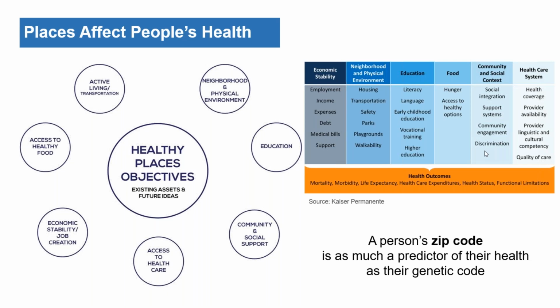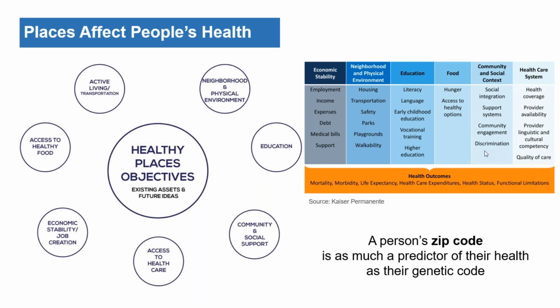And you see the Healthy Places objectives graphic to the left of the screen. And this is really the tool that we use to help communities think through where their strengths and assets are in all of these categories, and where the opportunity areas are for growth in all of these arenas, to really build a healthy place that's going to be supportive of the people in their community.